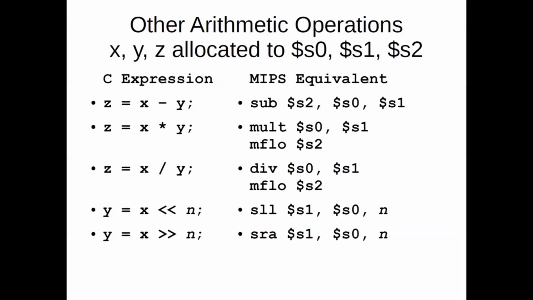There are also the shift operations. In C and C++, shift operations are represented by two arrows to the left or two arrows to the right, for shift left and shift right, respectively. So y equals x shifted left by a constant number n would be written in MIPS by sll, which stands for shift left logical. The result goes into the $s1 register, x being $s0, and the number would be put in place of the n.